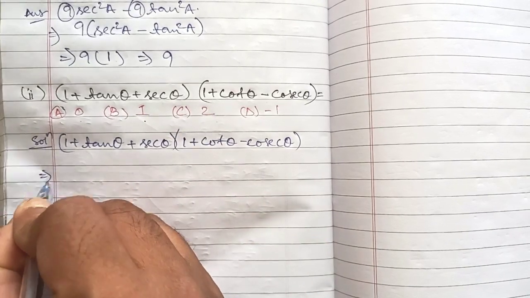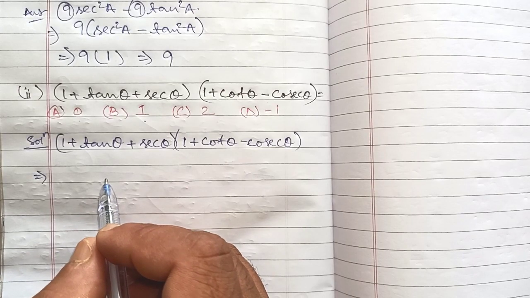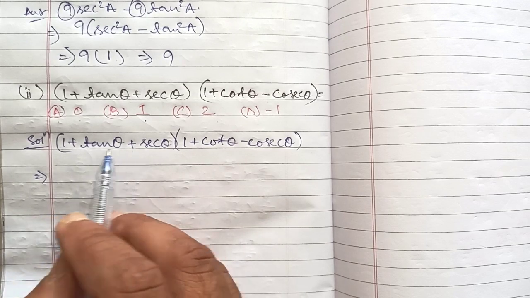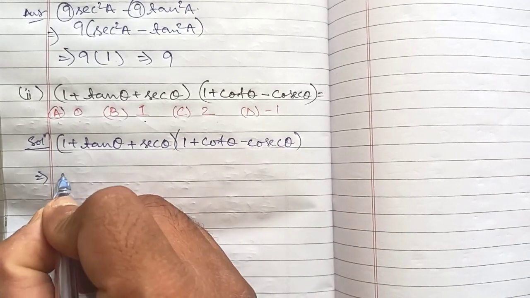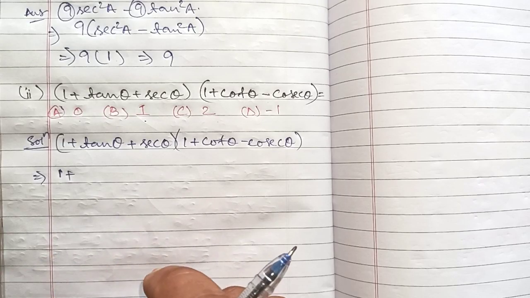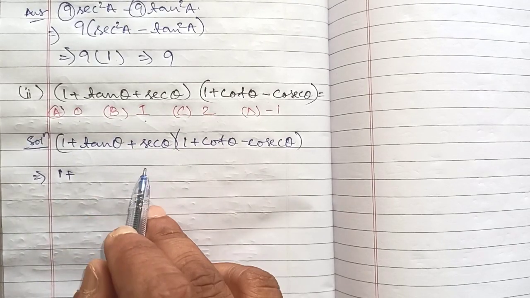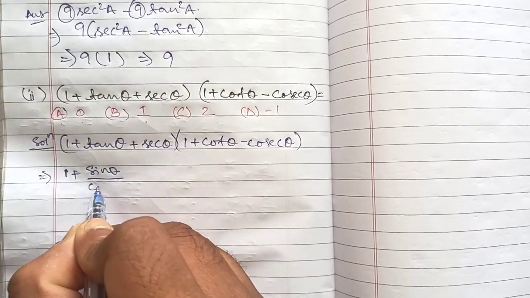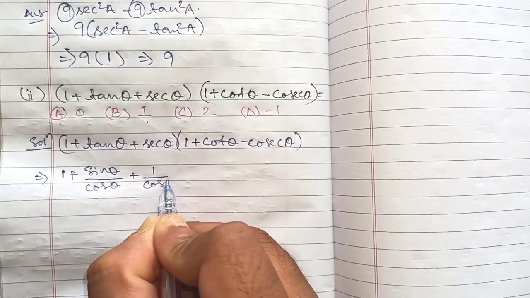Now what we will do: I told you in the formulas everywhere there are power 2 or degree 2. With square we have formulas, but there is no formula with degree 1. There are no powers here. So first of all I will convert everything into sine and cos. Remember in this exercise, if you are unable to solve any question, try to convert the terms into sine and cos. Write everything in terms of sine and cos, you will get the answer. Like tan theta is sine theta by cos theta, sec theta is 1 by cos theta.